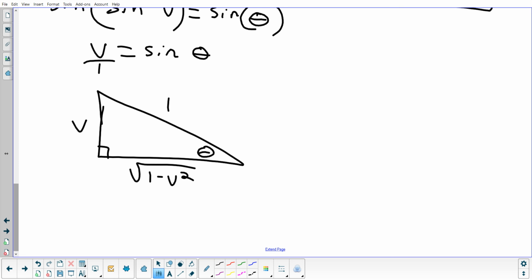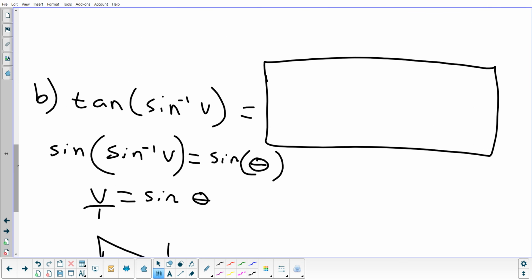Okay. Now we know all three sides. We have to scroll back up and see what they really want to know. They want to know the tangent of the diagram I just drew. Okay, they want the tangent.